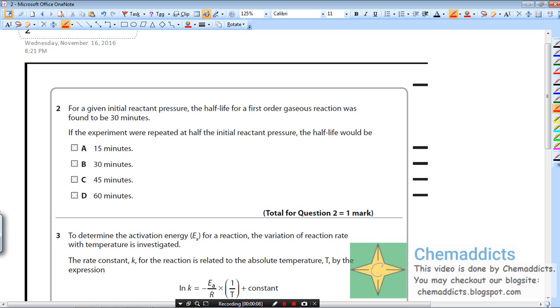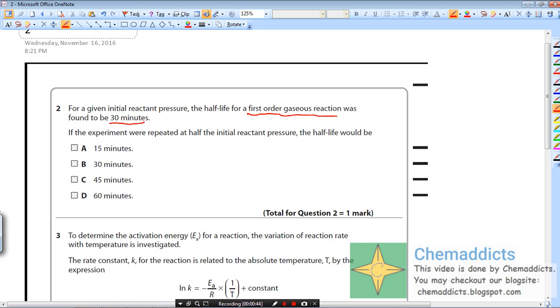Well fellas, now we're gonna solve this question. In this question, we're gonna find the half-life for a first order gaseous reaction. Let's read the question at first. For a given initial reactant pressure, the half-life for a first-order gaseous reaction was found to be 30 minutes.